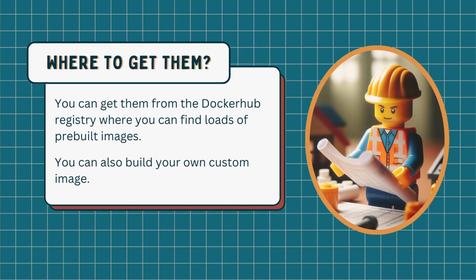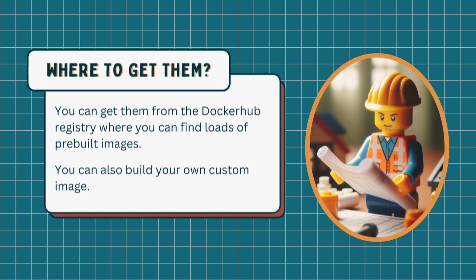So where do we get images from? The main place to get them is from Docker Hub. Think of it as a GitHub repo that is just for Docker images. Here, you can find official images or images that have been uploaded by users. You can even build your own images, and I'll show you how later on.